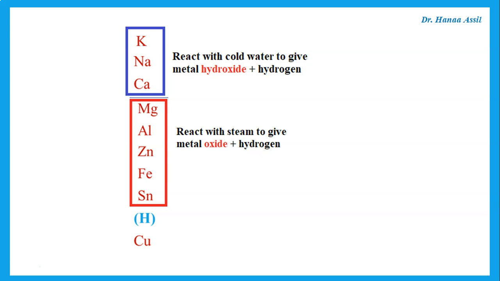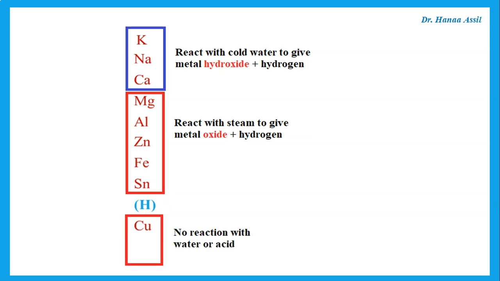They will react with steam, but when they react with steam, they form metal oxide plus hydrogen. So magnesium plus steam will give magnesium oxide plus hydrogen. Zinc plus steam would give zinc oxide plus hydrogen. Of course, any metal below hydrogen in the electrochemical series or in the reactivity series would not react with water, and it would not react with acid.